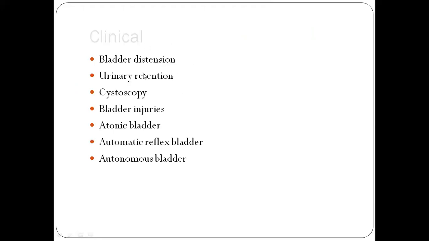Bladder distension. Bladder distension could be acute retention and chronic retention. This mostly occurs in males after 50, when the prostate gland becomes enlarged. So the median lobe will enter through the bladder neck into the bladder, and it actually obstructs the way of the urine downward. So what happened?